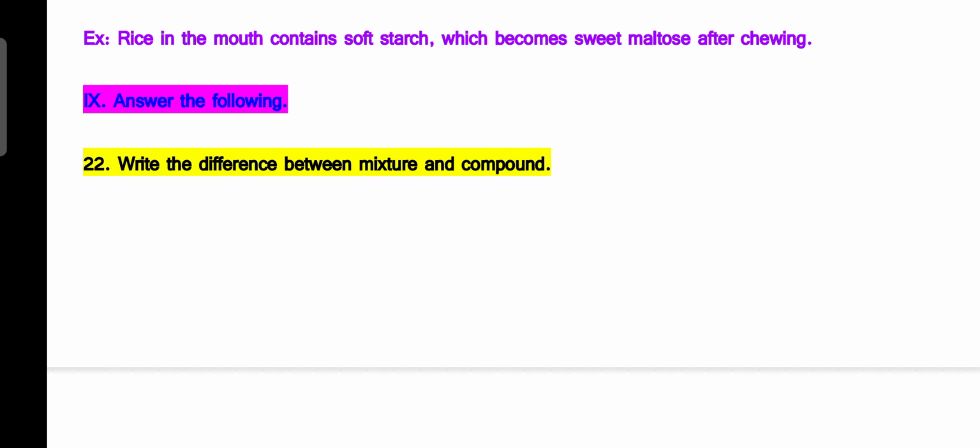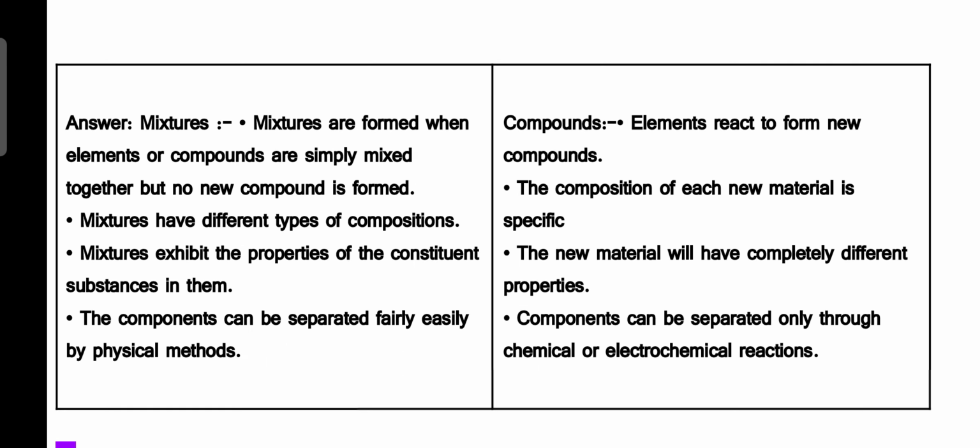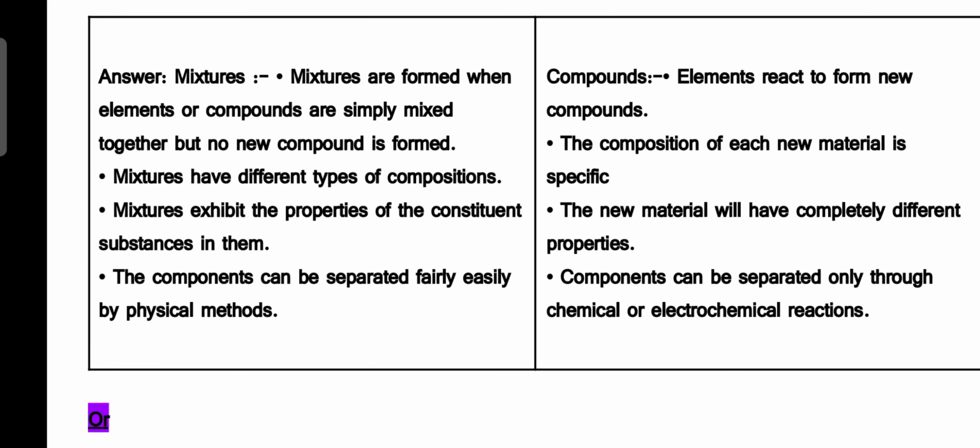It carries 3 marks each. First question is, write the difference between a mixture and a compound. Let us take the first example. Mixtures are formed when elements and compounds are simply mixed. There is no chemical reaction. But a compound is formed by a chemical reaction between the elements to form a new compound.